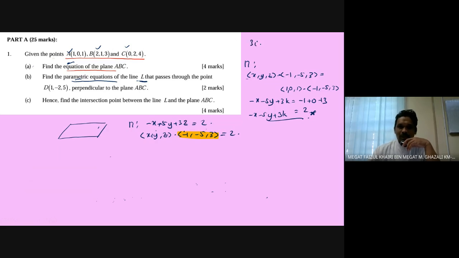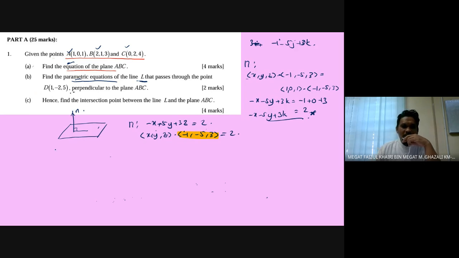So the vector we call negative i minus 5j plus 3k. Okay, i, j, and k. So multiply with the vectors of x, y, and z and become negative x minus 5y plus 3z. Okay, thank you. So now class, the normal of the plane is our reference because the normal is 90 degrees to the surface. So find the parametric equation of line passing through the point of D, 1, negative 2, 5, perpendicular to the plane.